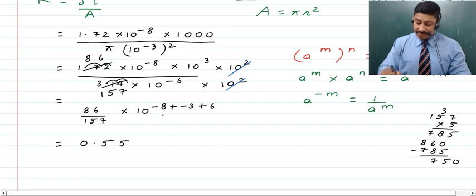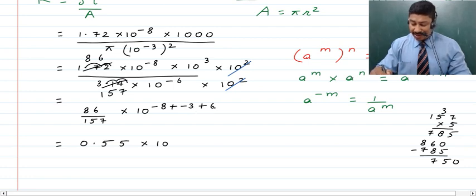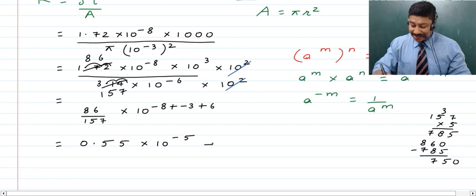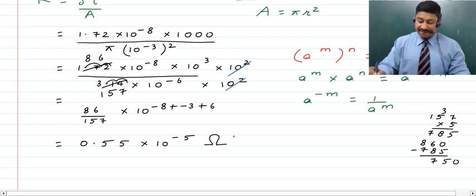Now children, further if you talk about the powers of 10, then that is going to become equal to 8 and 3 is 11 in negative, and plus 6. So this will become 6 and 5 is 11, so it will become 10 raised to the power minus 5, right? And this in ohms will become the final answer.